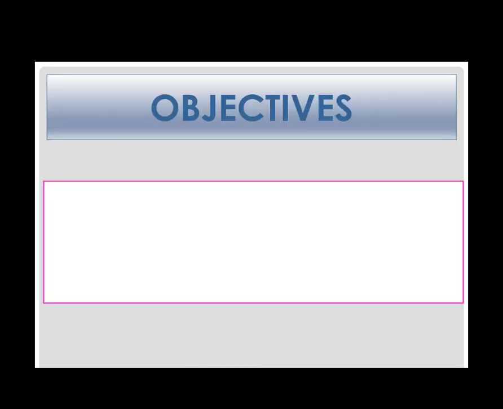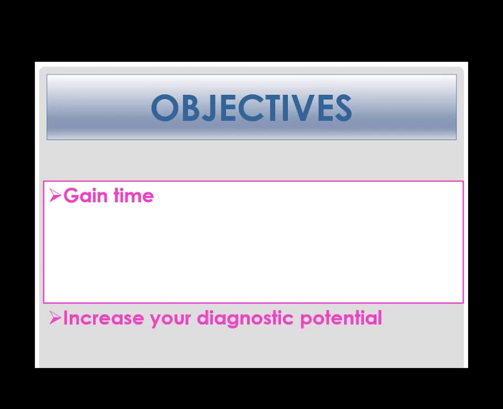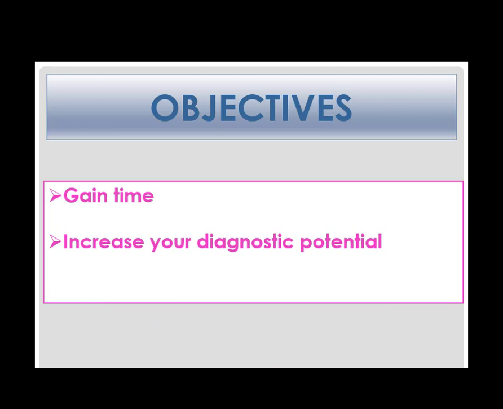The objectives of this session are in part to help you gain time, which is important in practice, and to improve your diagnostic potential. Not only to help you increase the number of samples in which you will be able to make a diagnosis, but also to help you make a more confident, specific diagnosis by reading your slides in more detail. And also to help you avoid missing lesions, because as you know, whilst looking for a primary lesion is important, it is equally important not to miss any secondary lesions that may be present.